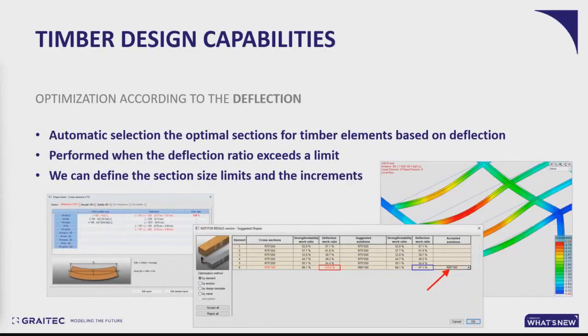And the last point related to timber design: as you probably know, for timber elements, you can automatically select the optimal dimensions based on their strength. And now we can find optimal cross sections also based on deflection results. So when the current deflection ratio exceeds the limit, you can automatically find a section for which none of the various deflection components exceeds the limit value. Of course, we can define additional rules like section size limits and increments. Of course, now we can use both types of work ratios for the optimization, so from the strength and from the deflections.